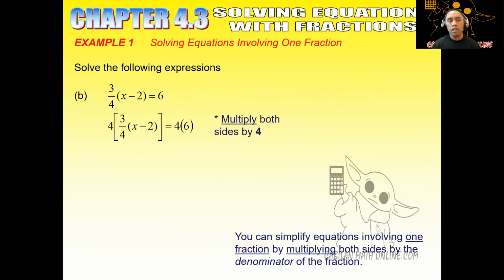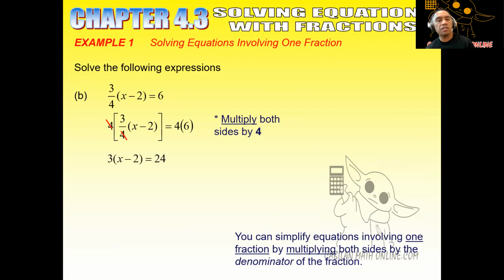Now, again, it's very important that you do this step and realize what happens to the two 4's on the left side when we multiply both sides by the denominator. So if you take a look at the left side there, the two 4's on the left side cancel out, and we're left over with 3 and in brackets x minus 2. And on the right side, we have 4 times 6, which gives me 24.